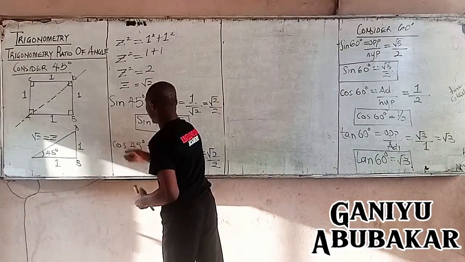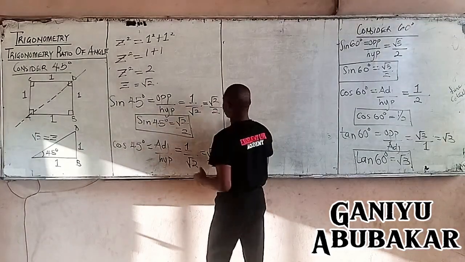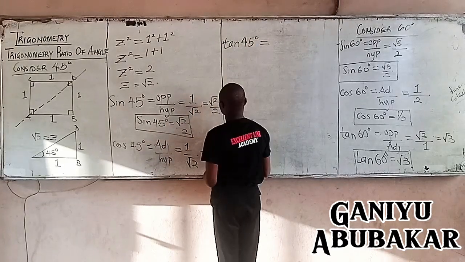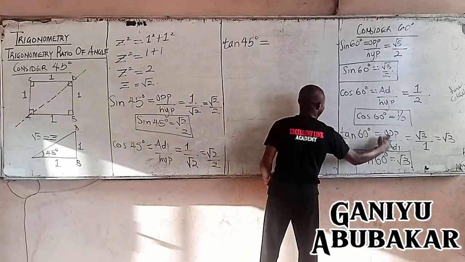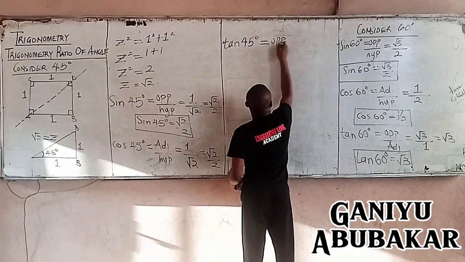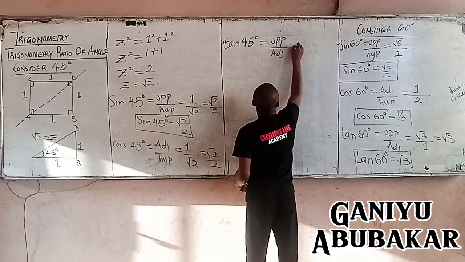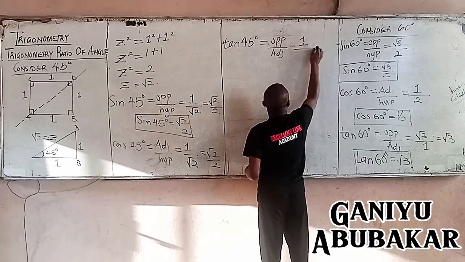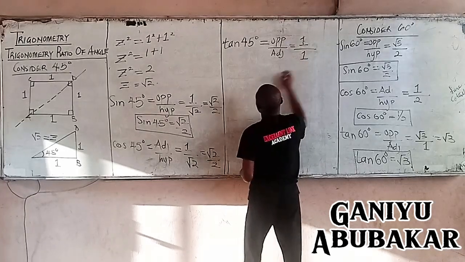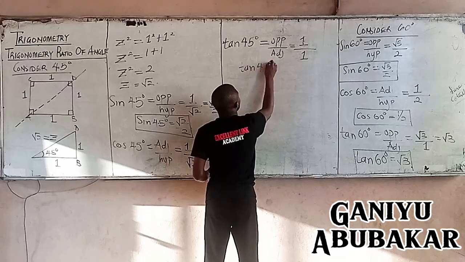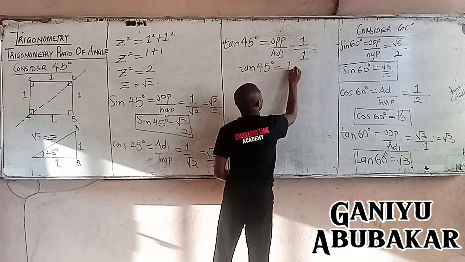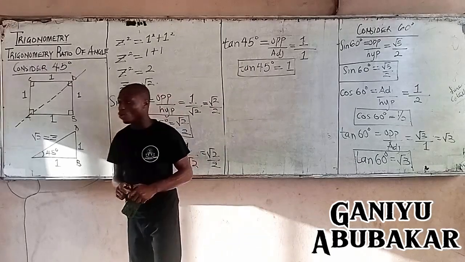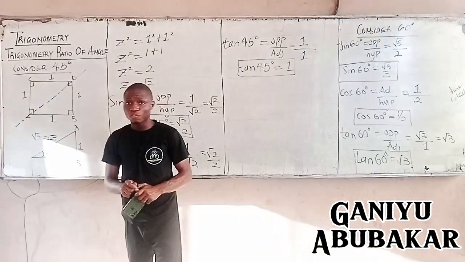All right, this is for cos 45 degrees. Let's get tan 45 degrees, please. What's the expression of tan? Opposite over adjacent. What's my opposite? That's 1. And the adjacent is 1. So tan 45 degrees, we give 1. This becomes the expression you have to note when it comes to the concept of trigonometry ratios of angle.